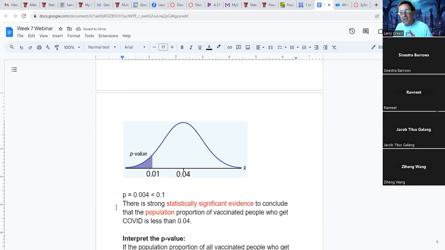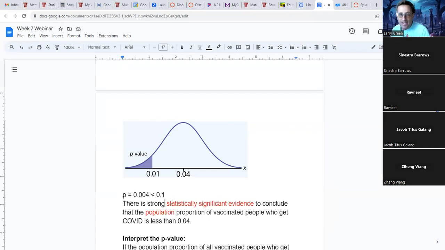If the p-value is like 0.04, it's small, but not as tiny as 0.004. And then you wouldn't use the word strong. Okay, but there's strong statistically significant evidence to conclude that the population proportion of vaccinated people who get COVID is less than 0.04.